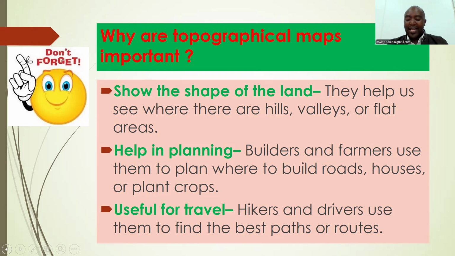So by looking and studying keenly a topographical map, you can know where there are hills, valleys, where there are flat areas, where there are low-lying lands, okay? So they show us the shape of the land in question.